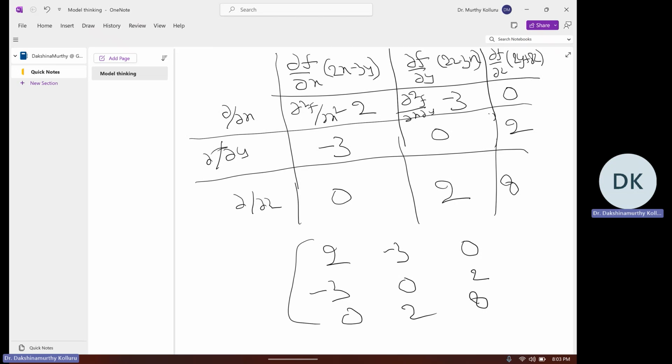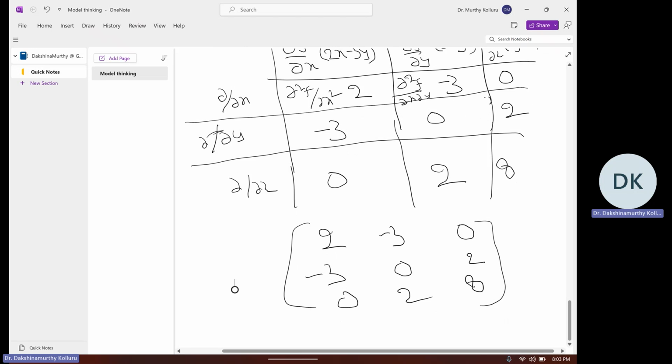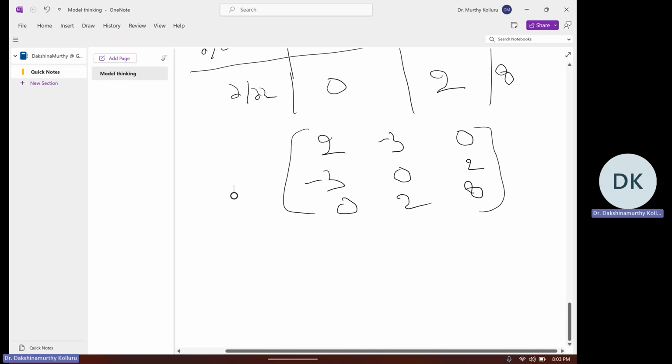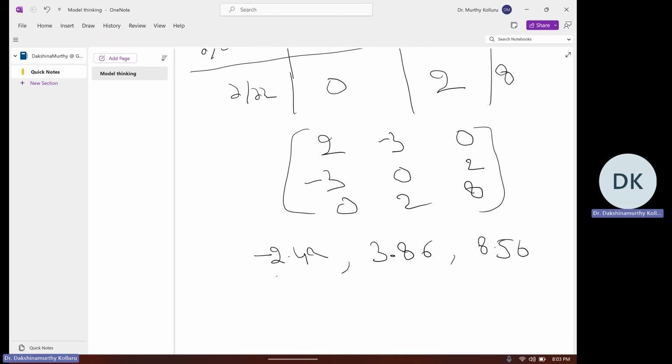Obviously, it's not diagonal. There are off-diagonal elements. Unfortunately, this time I have to write Python code. When I asked it to compute the eigenvalues, the Python code gave me 2.42, ChatGPT did this wonderful job, 3.86, 8.56. One is negative and two are positive, and hence it's a saddle.